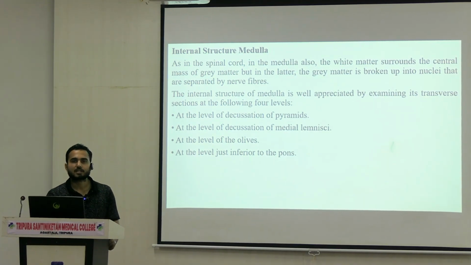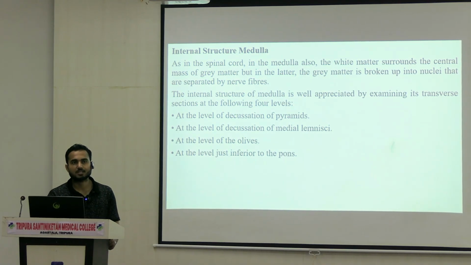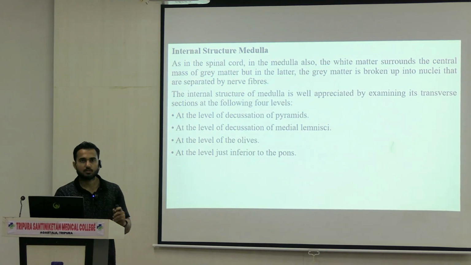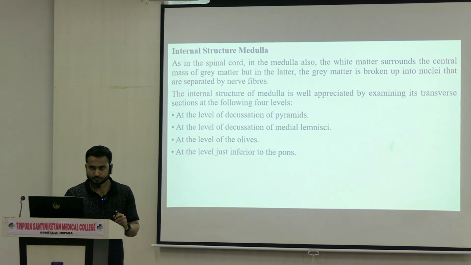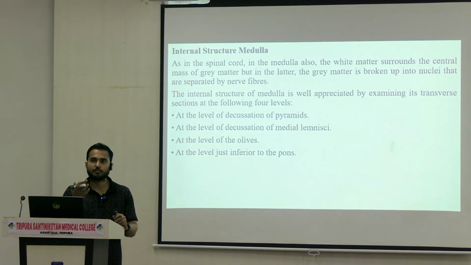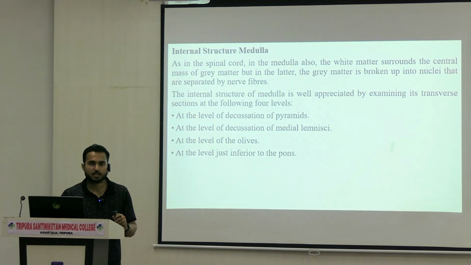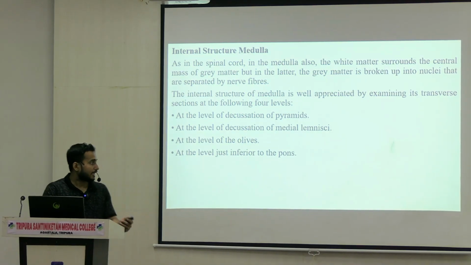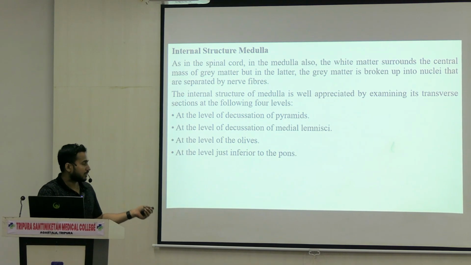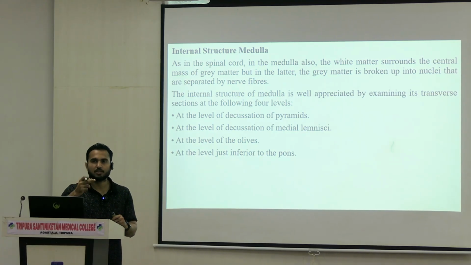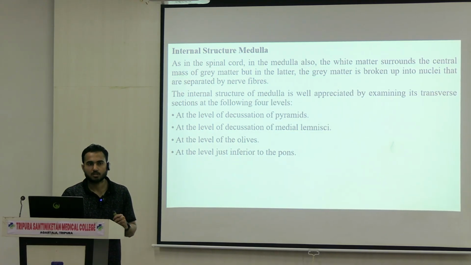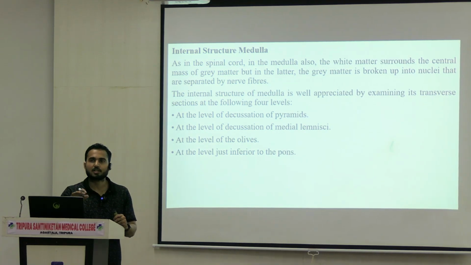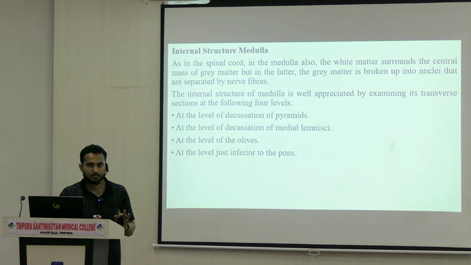Next, another level where a section is taken is at the level of olive. In the external features of medulla oblongata, you have seen the pyramid is there. If you go posterolateral to the pyramid, olives are there. So at that level also we have to take one section. And lastly, at the level of pontomedullary junction, just the junction between the pons and the medulla. So these are the various levels where the sections are taken in order to study the internal structure of the medulla oblongata.